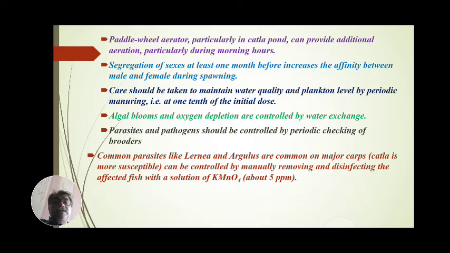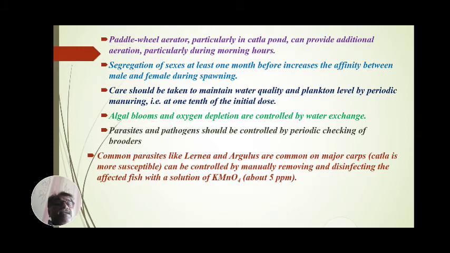Suppose parasites attack the body; those parasites can be removed as early as possible. Or if pathogens affect the fish, these pathogens can be removed with a chemical method, biological method, or physical method. Means when pathogens are removed, that is safe and good for these brooders.